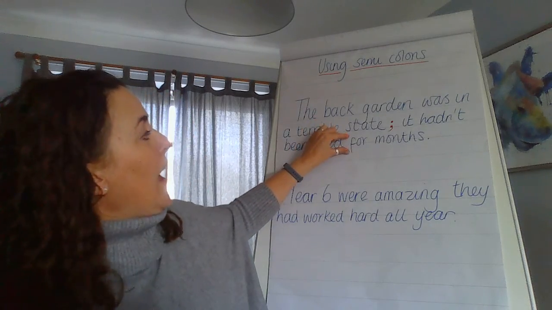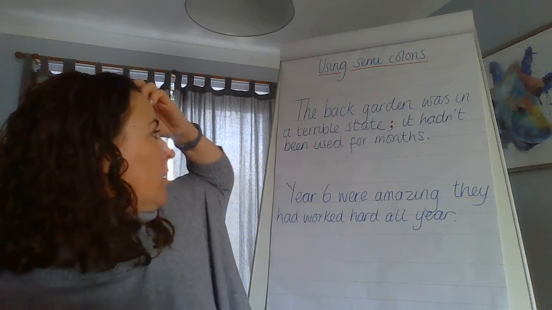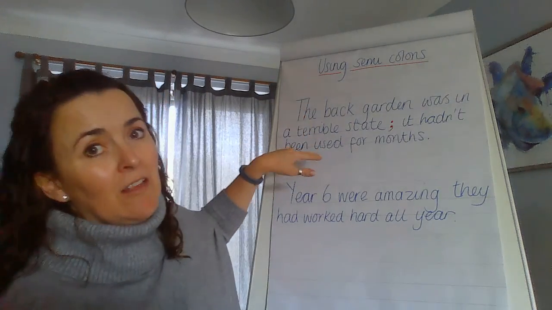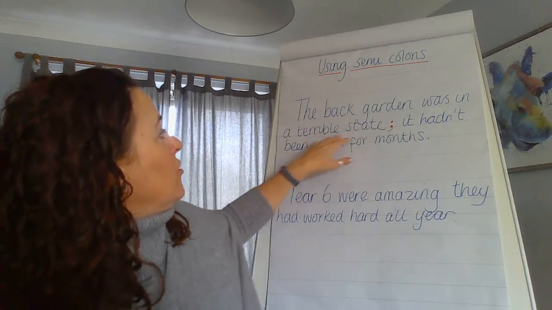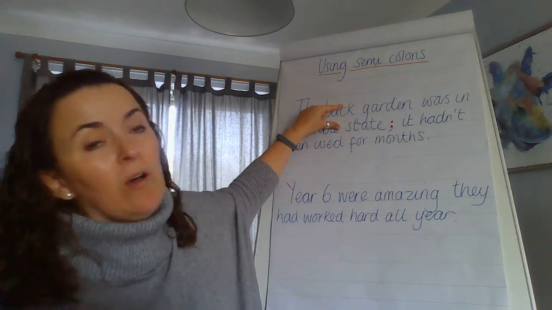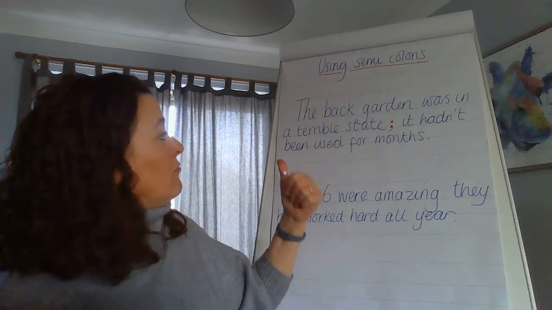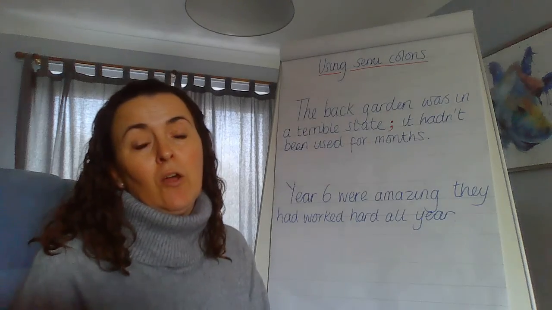So this second part has to be about the first part. So we can do that in this one because we're talking about the back garden and the state that the back garden was in. The back garden was in a terrible state. It hadn't been used for months. So we're explaining why it's in a terrible state. The two are clearly related. So that's a really good example of how we can use a semicolon.